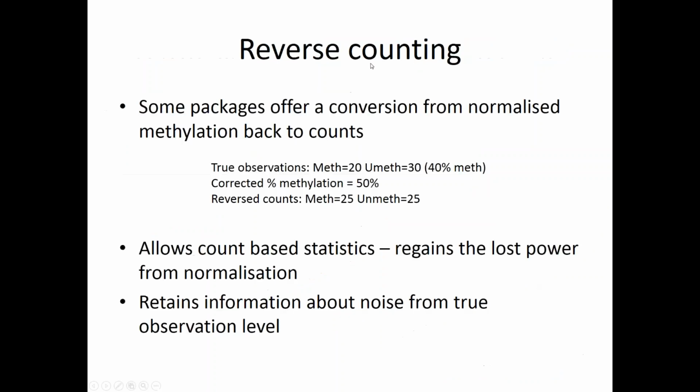So what you can do then is this idea of reverse counting. In this case, I would have an example where the actual observations that I had for a sample was that it was 40% methylated. So it was 20 methylation observations and 30 unmethylation observations. But after doing a correction and a normalization, that value then increased to 50%. Okay, in the same way as we did in the previous one. So what we could then do is to redivide those original counts based on the new methylation percentage, and therefore put counts of 25 and 25 into the count-based statistics in order to correct for that, but to keep the power of the count statistics.